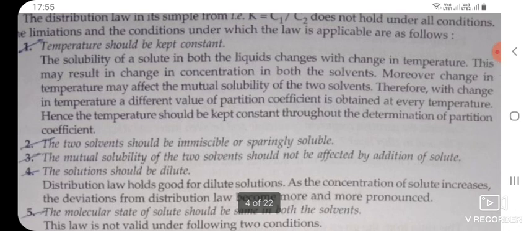Temperature should be kept constant. The solubility of a solute in both the liquids changes with change in temperature. This may result in change in concentration in both the solvents. Moreover, change in temperature may affect the mutual solubility of the two solvents. Therefore, with change in temperature, a different value of partition coefficient is obtained at every temperature. Hence, the temperature should be kept constant throughout the determination of partition coefficient.